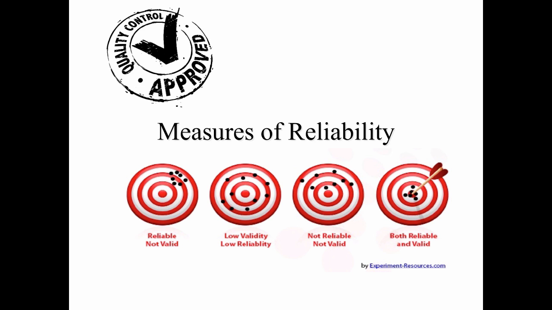Let's look at the targets on the slide from left to right. On the far left, we can see that this archer is very reliable. Although they are not valid, because remember, a valid archer would hit the center target, this archer consistently hits the target in the same area. The middle 2 targets, on the other hand, display an archer that has low to no validity and low to no reliability. They were not able to hit the center target, nor were they able to consistently hit the target in one area. Finally, the target on the right shows an archer that is both valid and reliable. Not only were they able to hit the intended center target, but they were also able to do it consistently.